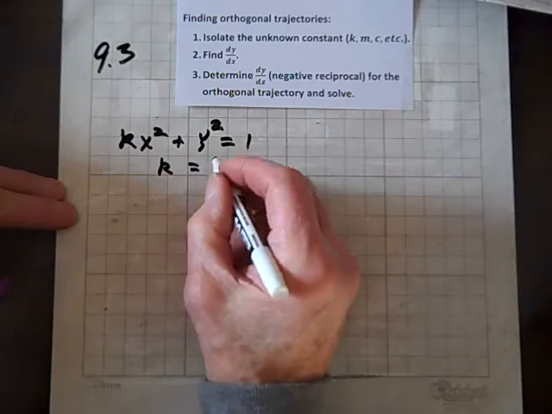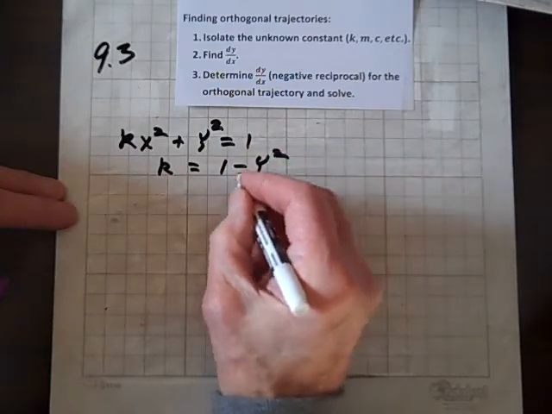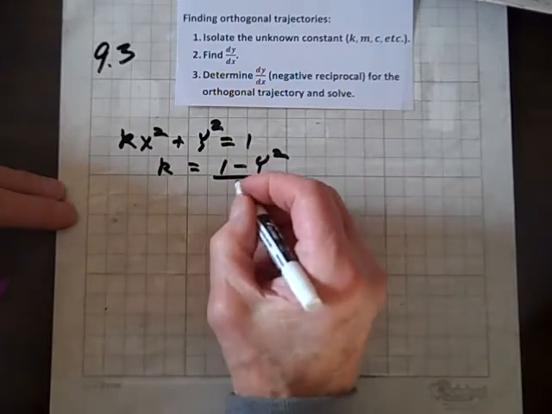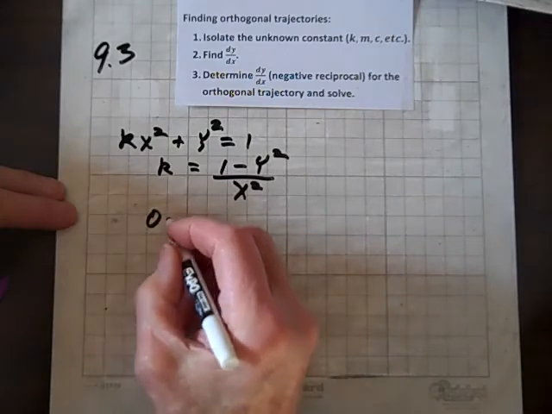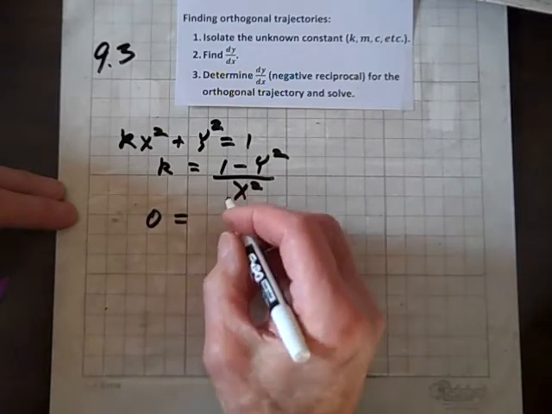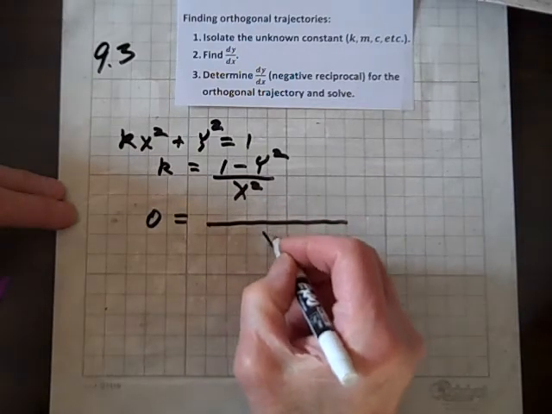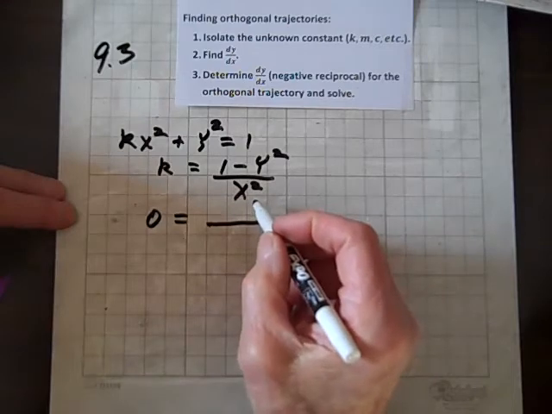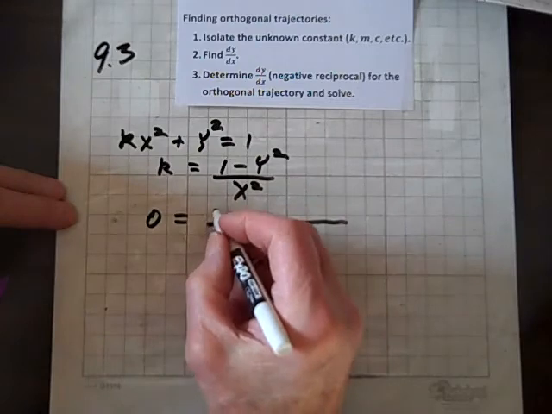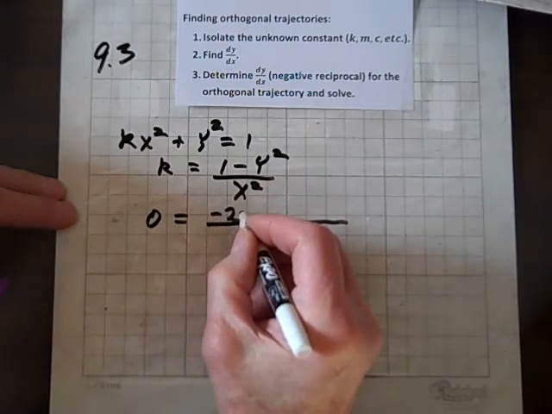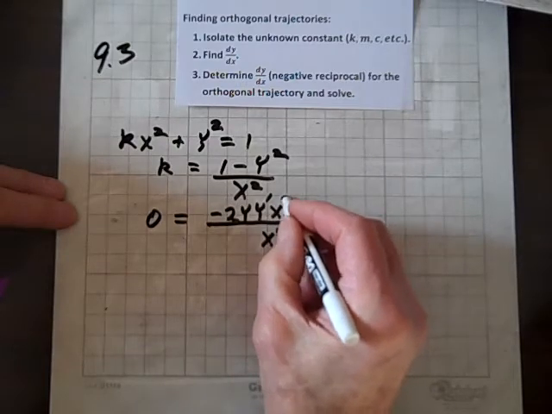So first step, isolate k. Well, k equals, and first of all we're going to subtract y squared. And then once we get that done, we're going to have to divide by x squared. So there's k. Now we'll take the derivative of both sides, and the derivative of a constant is 0. And we have to use the quotient rule, so we'll square this denominator and get x to the 4th. Then we'll hold x squared constant and take the derivative of 1 minus y squared, which is negative 2y, y prime. And we still have this factor of x squared here.